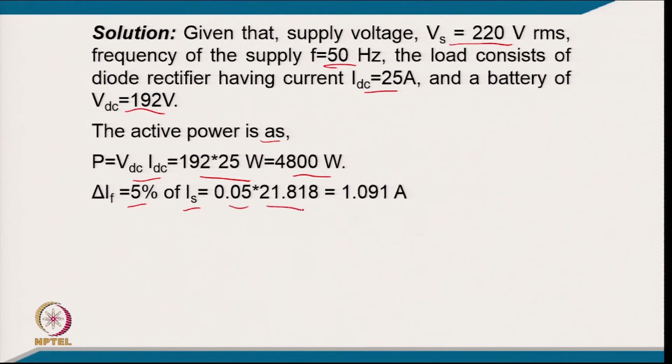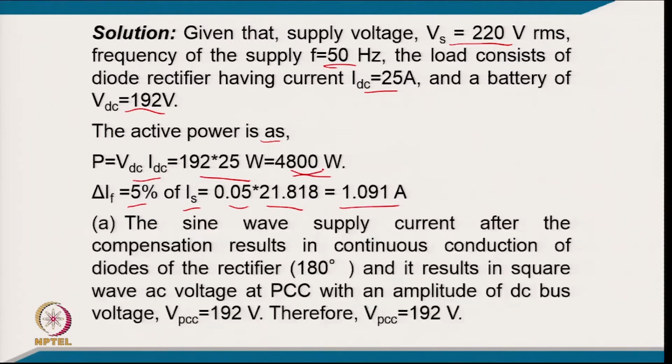And the 5% ripple current of the IS, that will be 5% of the current, which is typically 21.818, it comes 1.01091 ampere. And from this, power divided by 220, we will get that current, and putting the value here we will get this source current, and from that we get the ripple current.